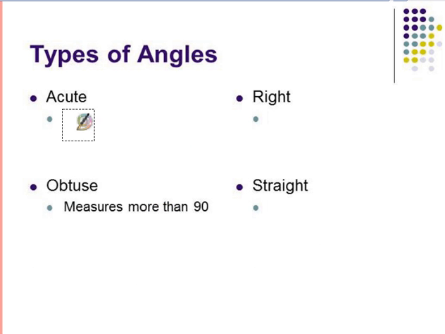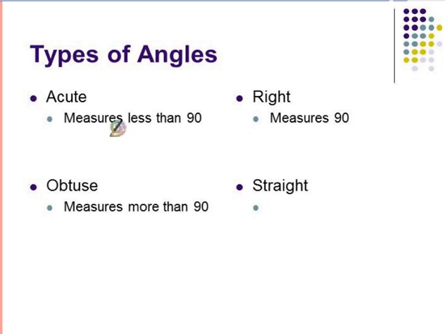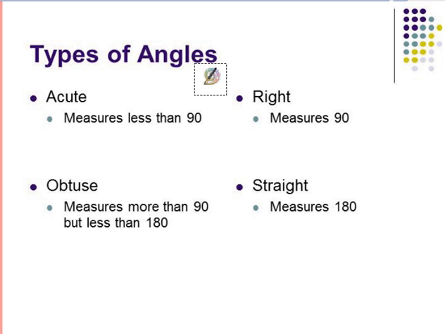Types of angles, this part's review, you guys know all this. Acute angles measure less than 90, right angles measure 90, obtuse angles measure more than 90 but less than 180, and a straight angle, which is a line, measures exactly 180 degrees.